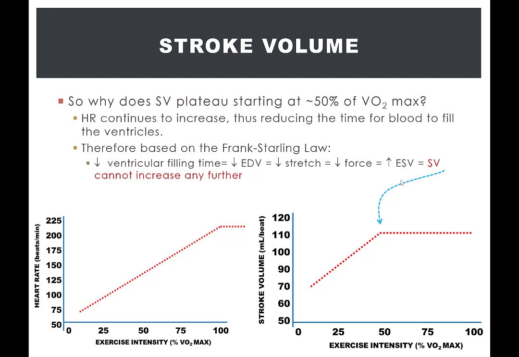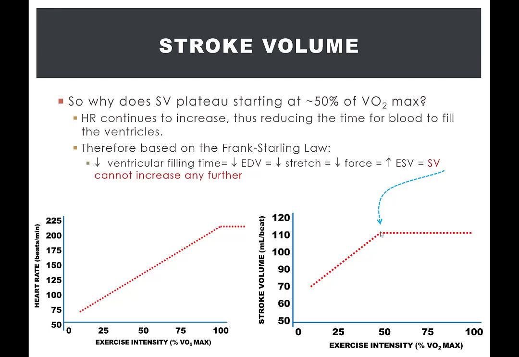Now, just for clarification, these down arrows here for EDV, stretch, and force do not necessarily mean that they decrease. It just means it cannot increase any further at a 50% VO2 max intensity and above. And the same goes with this up arrow for ESV. It just means that ESV cannot decrease any further. And thus, according to the simple formula for stroke volume, if EDV cannot increase any further and ESV cannot decrease any further, there will be no further change in stroke volume.